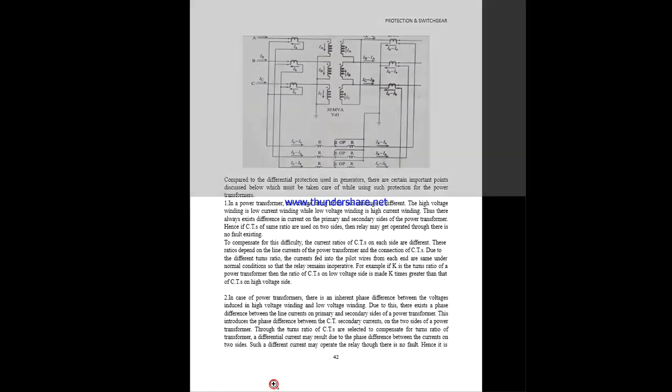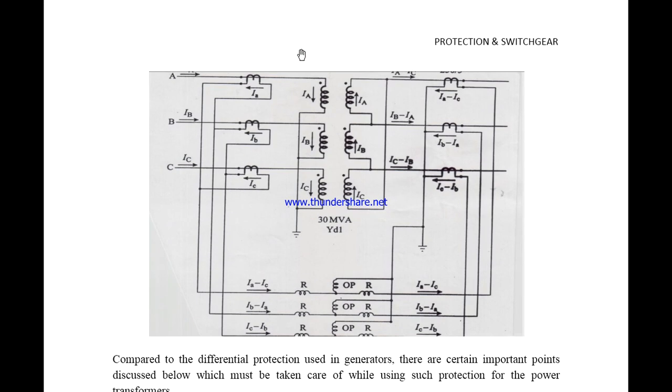We have CTs at each phase, and the transformers at each phase where the differential protection is being considered. Compared to the differential protection in the generator, there are certain important points in the case of transformers. Here we have the coils connected in three phases. In the case of power transformers, there is a phase difference between the voltages induced in the high voltage winding and the low voltage winding.